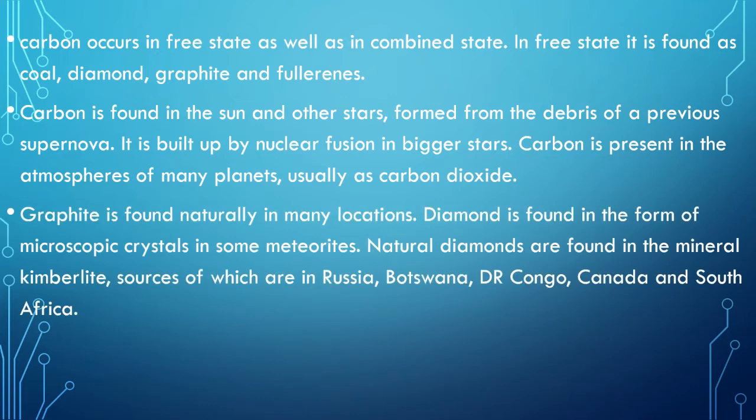Graphite is found naturally in many places. Diamond is found in the form of microscopic crystals in some meteoroids. Natural diamonds are found in the mineral kimberlite, sources of which are in Russia, Botswana and the Democratic Republic of Congo, and elsewhere in the world.